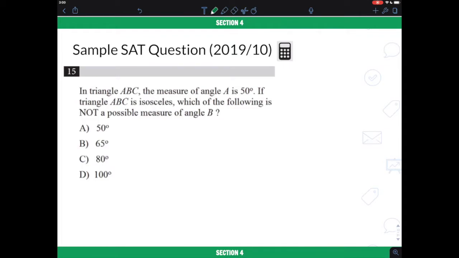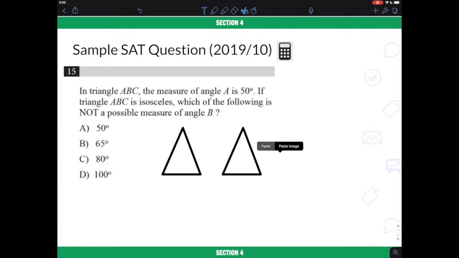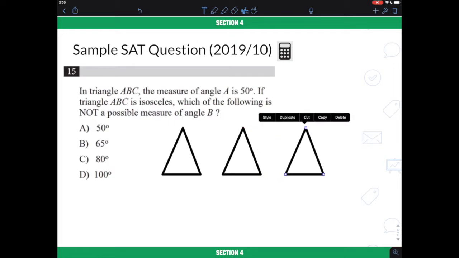The key idea in this question is how many kinds of isosceles triangles can you think of, and can you account for all the possibilities so that you will be able to answer this question correctly. So we will have the triangle right here, and I'm going to put a few more triangles here just in case we have other kinds of combinations. Okay, so we have A, B, and C.